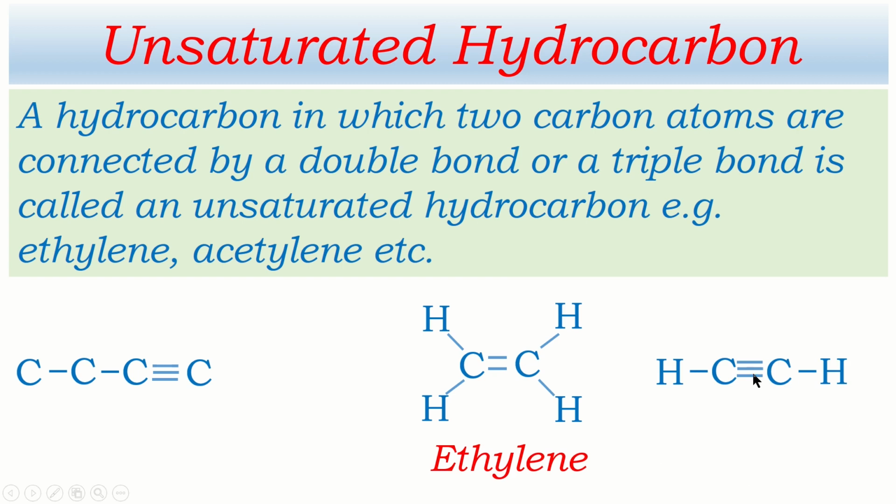Now another example. Look at this here. Two carbon atoms are connected by means of a triple bond, and if they are connected this way, then this is unsaturated hydrocarbon, and each carbon atom must have 4 bonds. Here this carbon atom has 3 bonds and here 1. It means altogether 4. In the same way, this carbon atom has 3 bonds, including this it has 4 bonds. Okay, this compound is called acetylene. This way we can understand about unsaturated and saturated hydrocarbon.